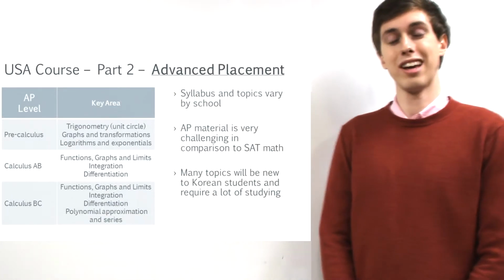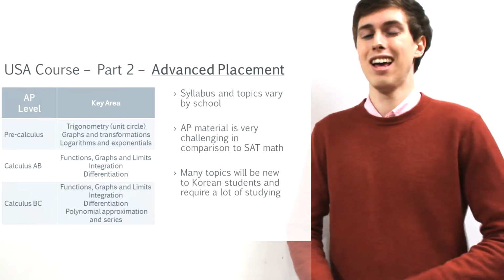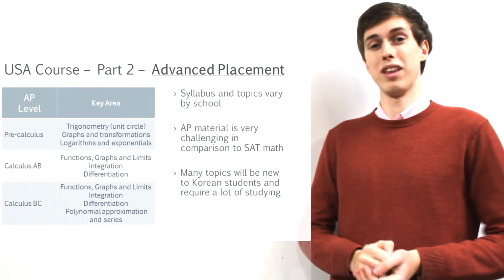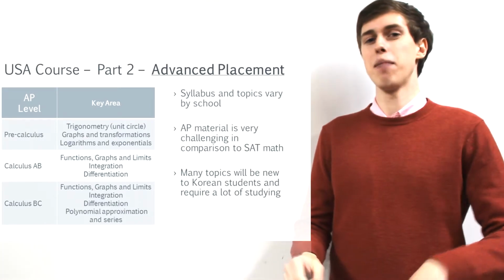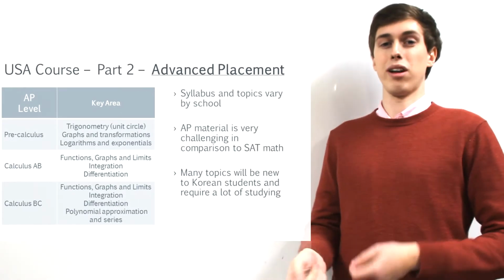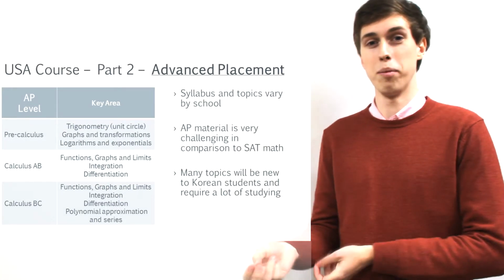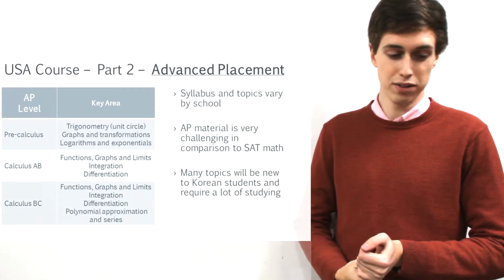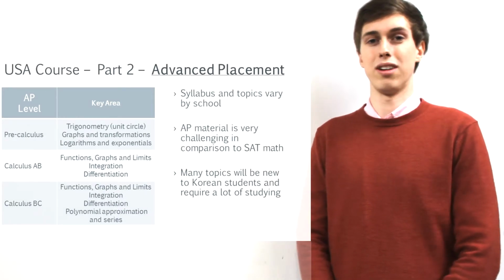Now, moving on to the second part of the USA course, this is AP or Advanced Placement Maths. Now, this is much more challenging than the SAT course, and because of that it begins with a section called Pre-Calculus. In Pre-Calculus, they are bridging the gap between SAT and the main calculus modules, which are Calculus AB and Calculus BC. Now, in Pre-Calculus, we begin with introducing some new trigonometry, particularly cosine, sine, and tangent graphs, and then some more material such as graphs and transformations, and logarithms and exponentials.